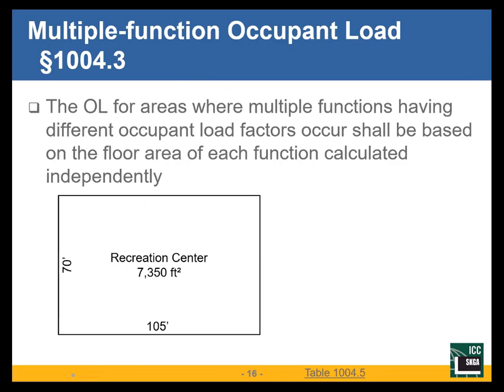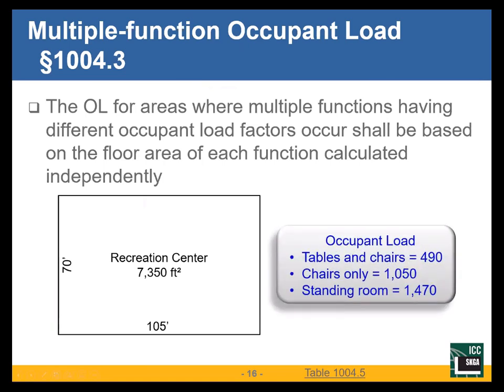Okay, so we're back to our recreation center. I have multiple uses, so I should have an occupant load sign that says, if you're doing this, with tables and chairs, here's your occupant load, 490. If it's chairs only, geez, that over doubled. Standing room only, it's a dance. So these are the potential occupant loads I could have for uses in this building.